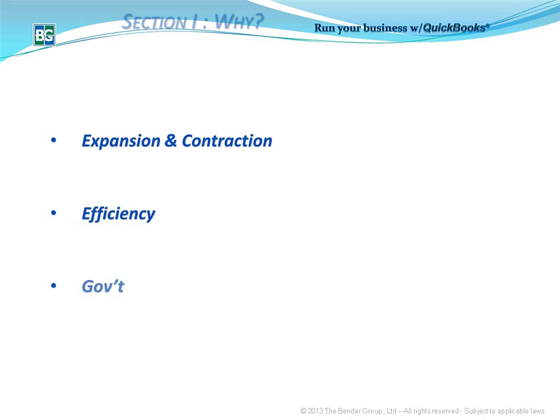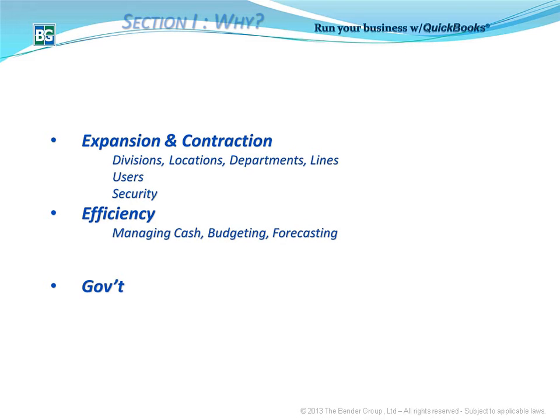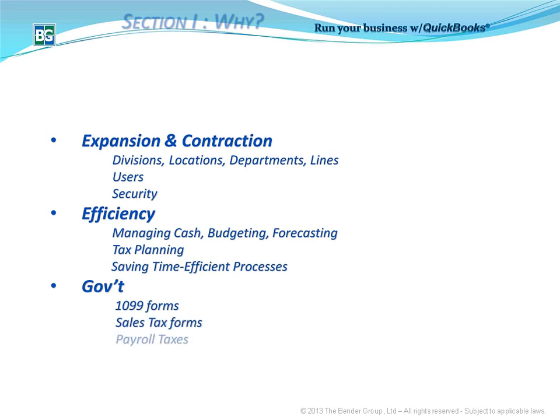efficiency, the government. If we drill down further, we get greater detail such as adding or removing divisions, locations, departments, or product lines, adding or removing users or security, managing cash, budgeting, or forecasts, tax planning, saving time from efficient processes, processing information returns such as 1099s or sales tax, payroll taxes, or year-end income tax.